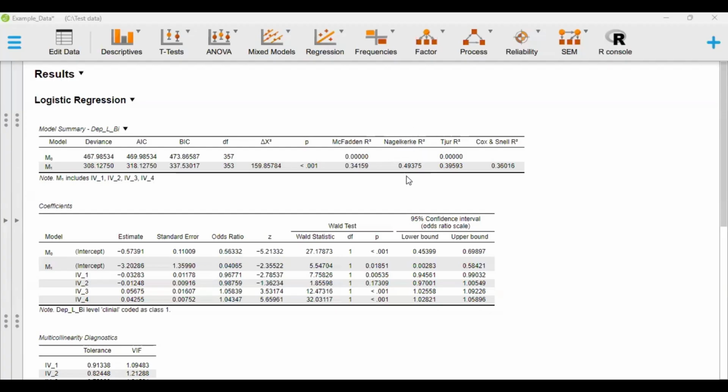And for example, you can say that 49% of the variance of your DV, like clinical depression level, can be explained by all your IVs together. Very similar to the interpretation that you can see in textbooks for R squared for a multiple linear regression model.